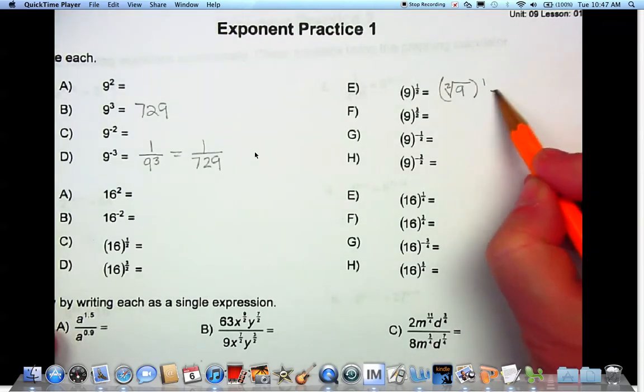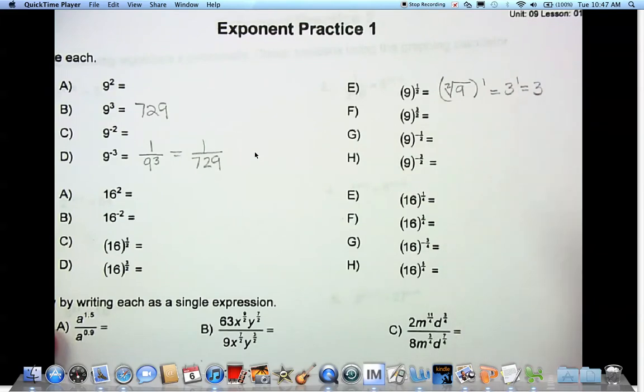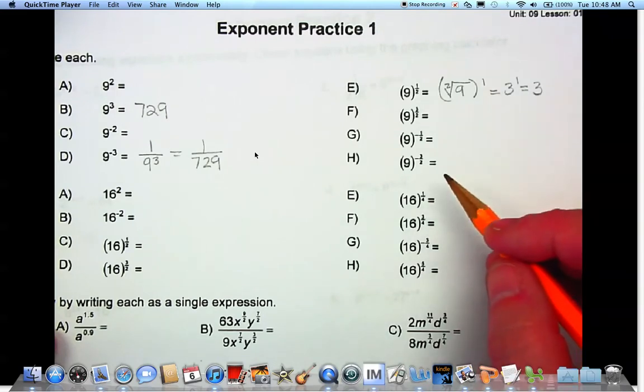So what is the square root of 9? 3. And 3 to the 1 is 3. So that just equals 3. 9 to the 1/2 equals 3. Okay, and then, just kidding.